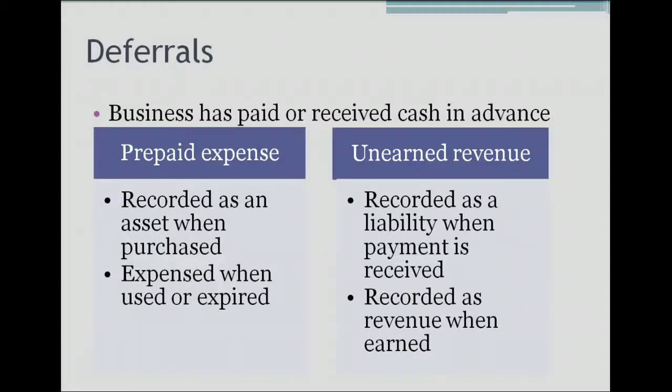So that was the first type of deferral, the prepaid expenses. And you saw how we had to do adjusting entries at the end of the period if we had any prepaid expenses. The next type of deferral is what we call unearned revenue.